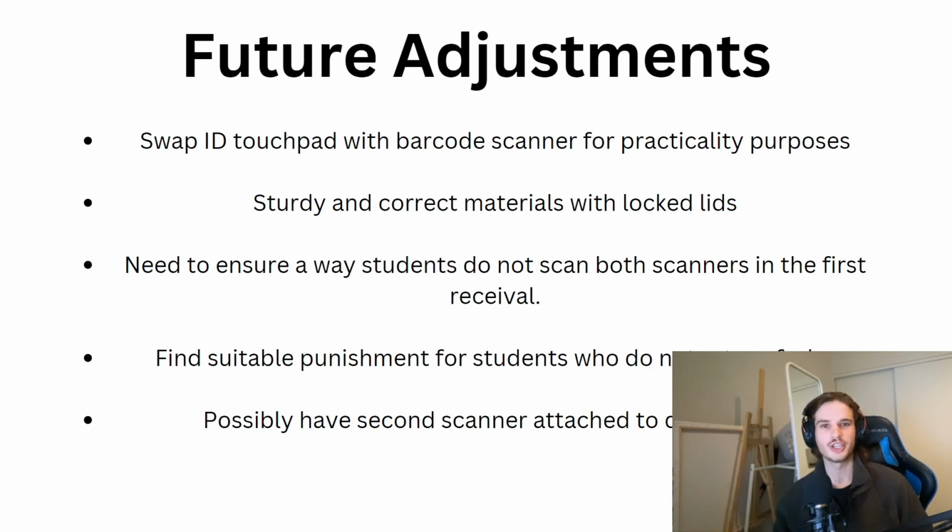The final change I can see being practical is to have the second scanner attached to the dishwasher or somewhere nearby, so that when students do go to return their fork, instead of having to put it in there, they just put it in the dishwasher and scan their barcode there.